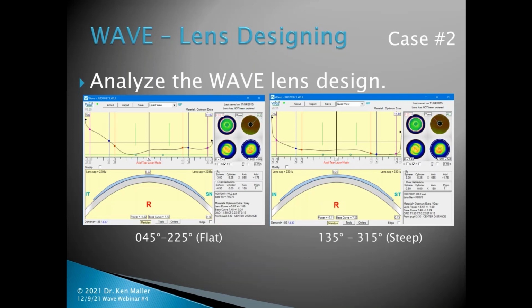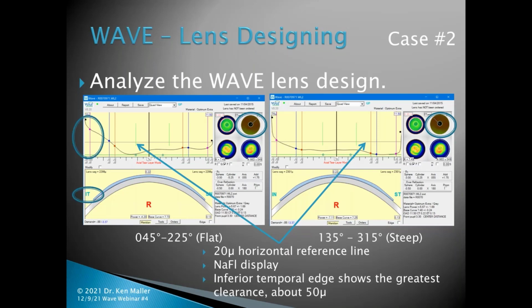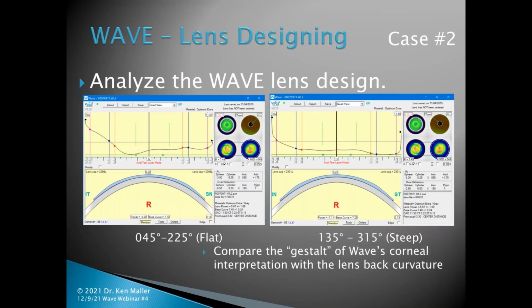Okay, once again, we have that 20 micron horizontal reference line, and once again, you can see my black line, for the most part, is all below the 20 micron line. So we look at the fluorescein display, and again, it's fairly homogeneous. It's pretty black. There's not a lot of fluorescein showing, except down really at that bottom, where we have that inferior temporal edge. It's showing the greatest amount of clearance, and you can see it's popping up there on the left wave lens there, out on the inferior temporal side, and the clearance there is about 50 microns. Again, a very acceptable amount of clearance for the edge to create a nice peripheral pool for this particular design.